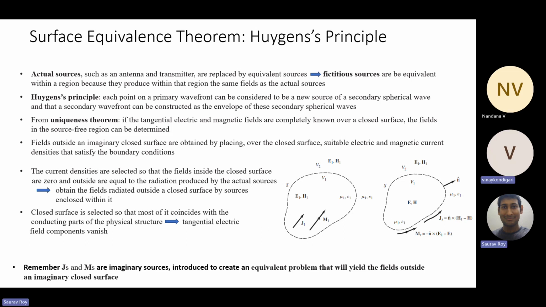Sir, tell why the uniqueness principle theorem is required here. With the help of these imaginary sources, we are going to calculate U1 and H1 from the original sources in V1, and then the original sources we are not required anymore.